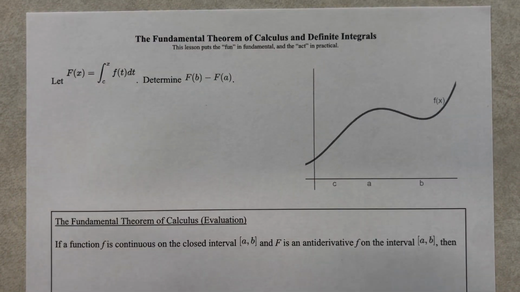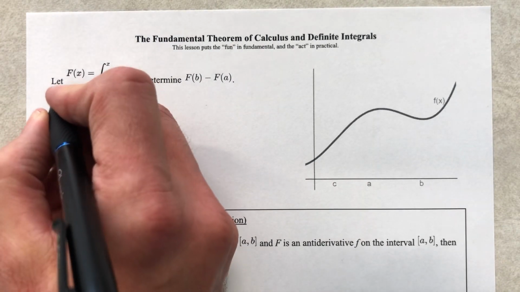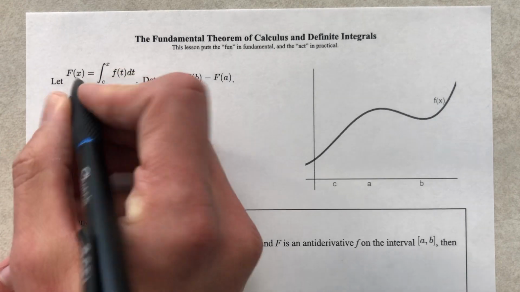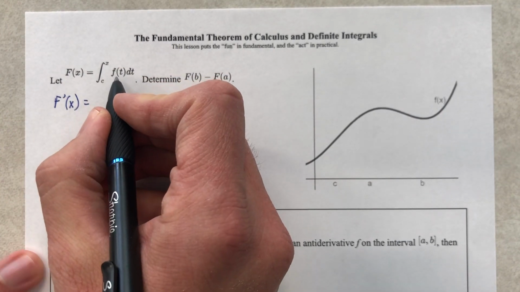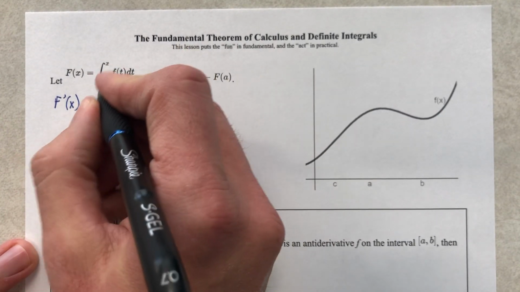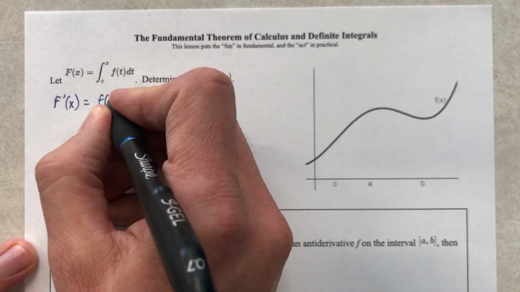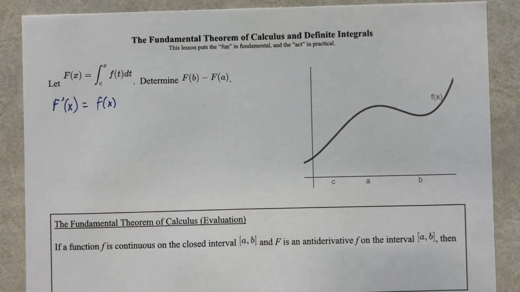So if you wanted to take some of the ideas that we've done in the past and expound on them a little bit, we'd say that the derivative of capital F, taking the derivative of this side, knowing what we know, this x would go down here, and we would have f of x. Okay, so I'm going to write a sentence here. We're going to take that idea and shelve it for a minute and then come back to it.